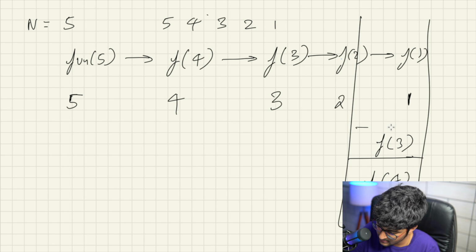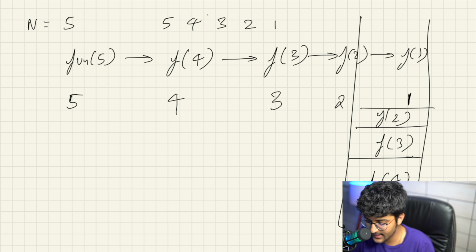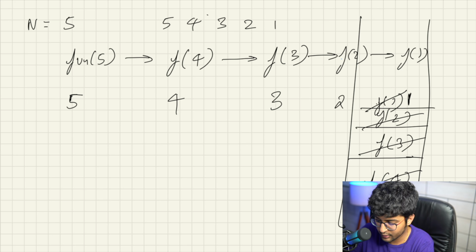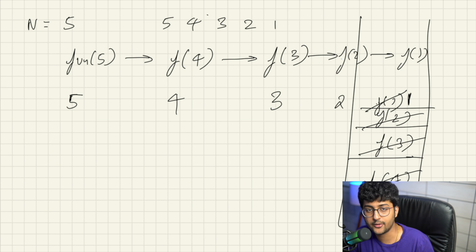Example, f of 3 is here. This is stack memory explained in detail. Then f of 1 will be here somewhere. F of 1 is going to be like, okay, I'm not calling anyone, I'll be removed from the stack. Remove, then remove, then remove. How this removal happens is already covered in the introduction to recursion video, so make sure you check it out.